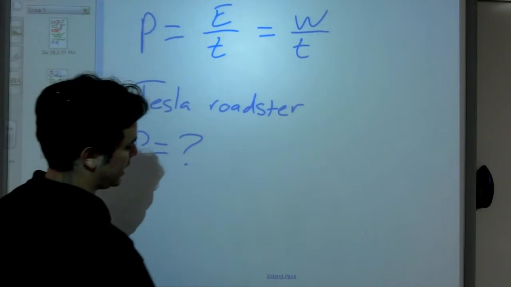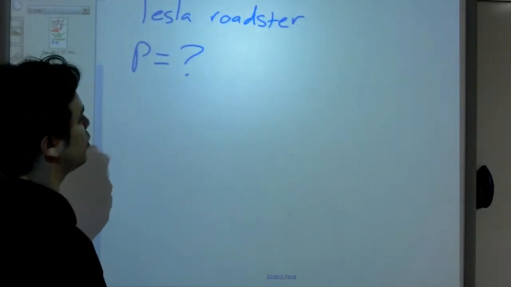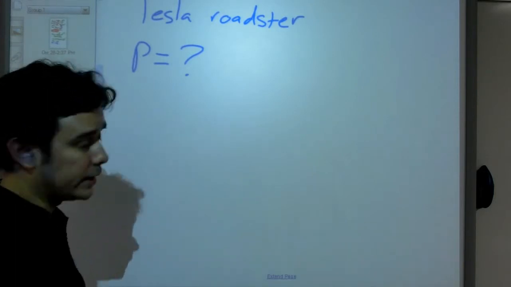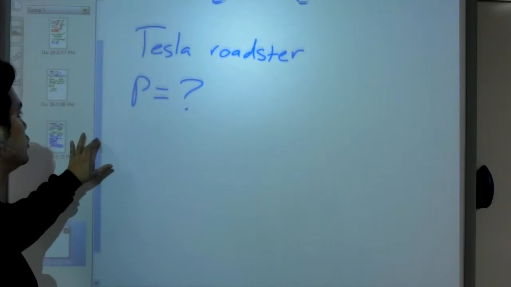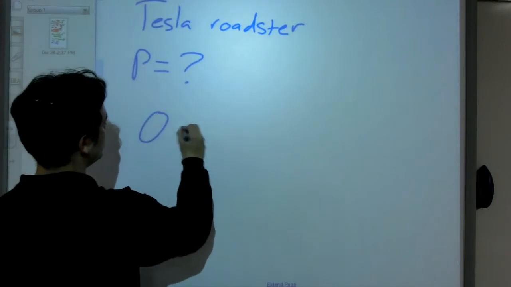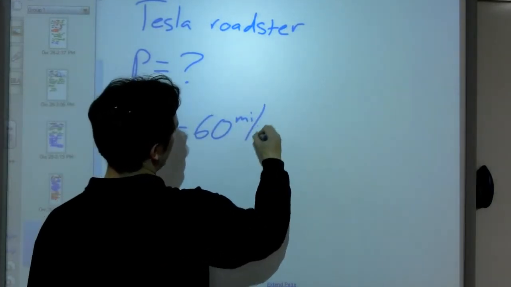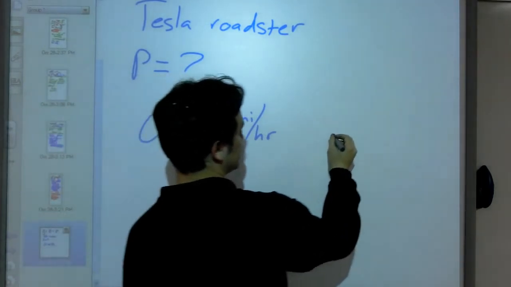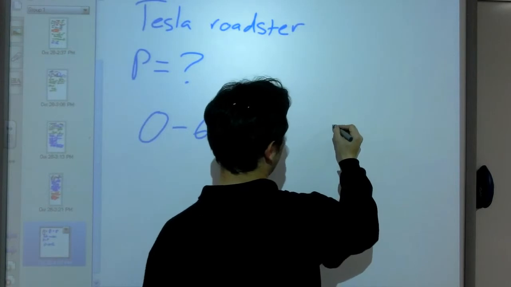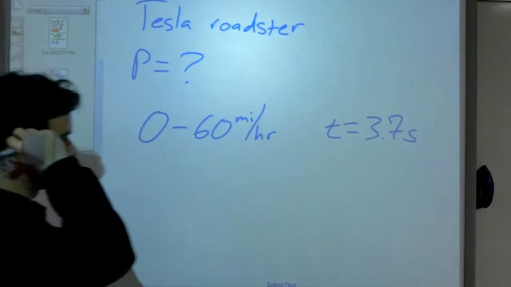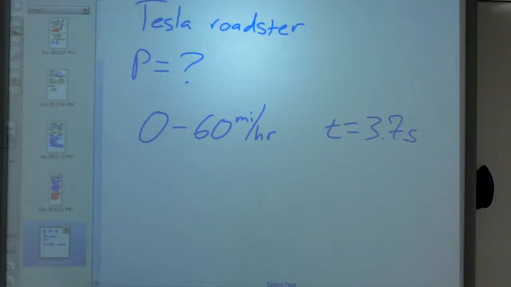Well, one of the ways that I could find the power that it uses to accelerate some: one of the things that we usually keep track of to describe how fast or how powerful a car is are 0 to 60 miles per hour data points. Normally we'll measure how long it takes for a car to go from 0 to 60 miles per hour. In this case, for the Tesla Roadster, that is 3.7 seconds. This is something that we looked at before in one-dimensional kinematics to solve for accelerations.